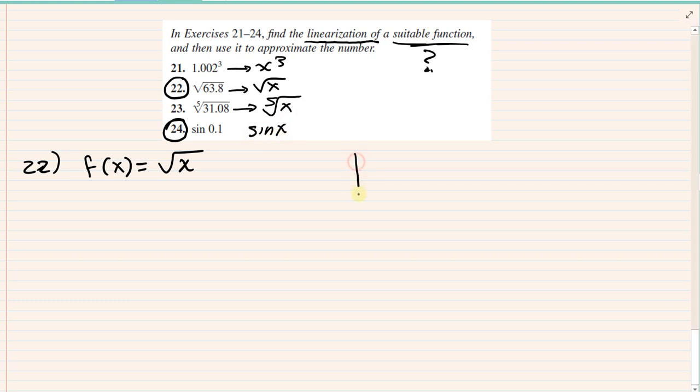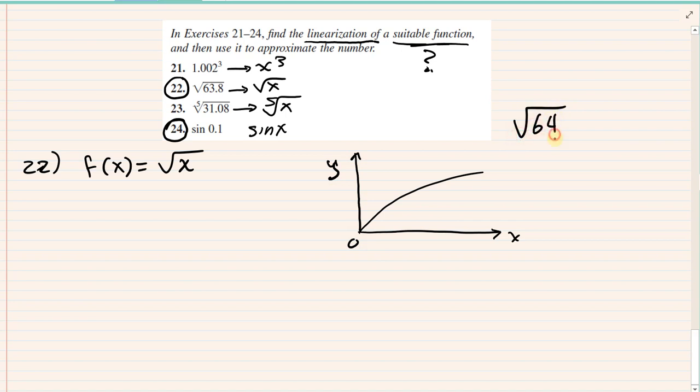Now, if I graph f of x here, that's, let's say, the graph of f of x, square root of x. Here's 0, here's y. We want to find or approximate the square root of 63.8. Well, 63.8, isn't that close to 64? So this is what x is in root x. It looks like x is 64 here. So suppose this is what 64 is. That's where 64 is. So that's going to act as our a, at the point where we actually want to draw our tangent line.